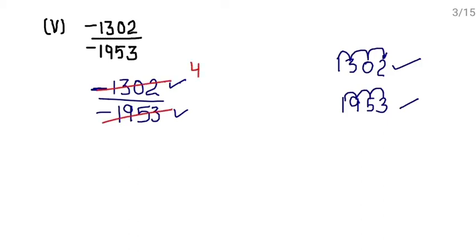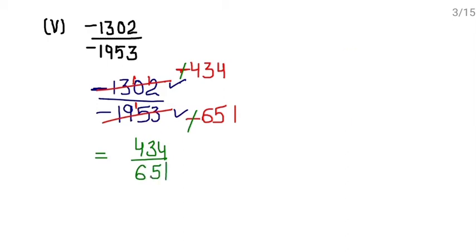3 4s are 12, 1 is remaining. Now it's 10. 3 3s are 9, again 1 is remaining. 3 4s are 12. This is with the minus sign, right? Denominator: 3 6s are 18, 1 is remaining. 3 5s are 15, 3 1s are 3 with the minus sign. You can also cancel out the minus sign. So this is 434 upon 651. Now check whether the numerator and denominator are divisible by any same number or not.